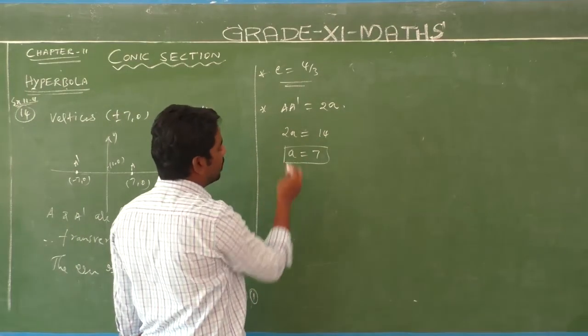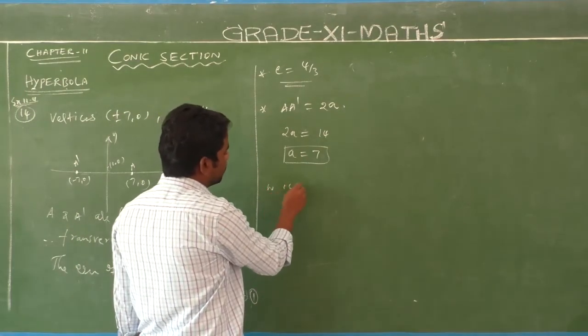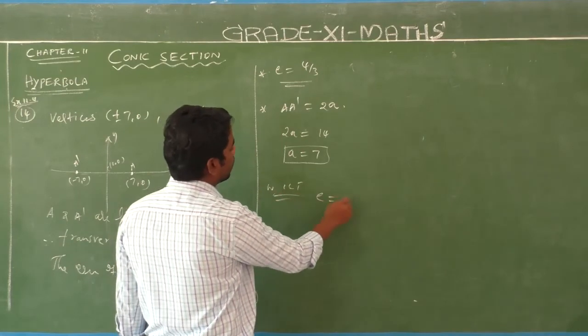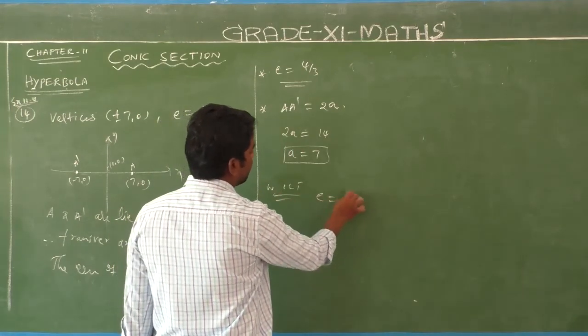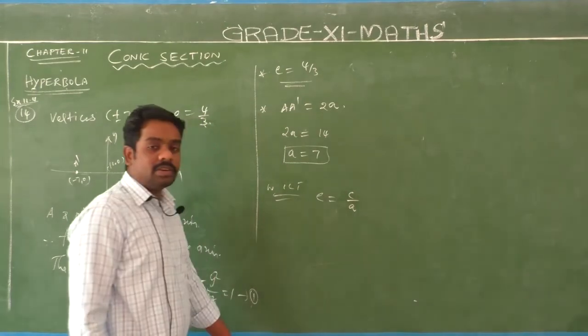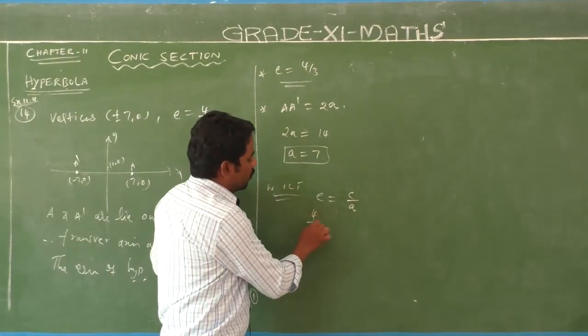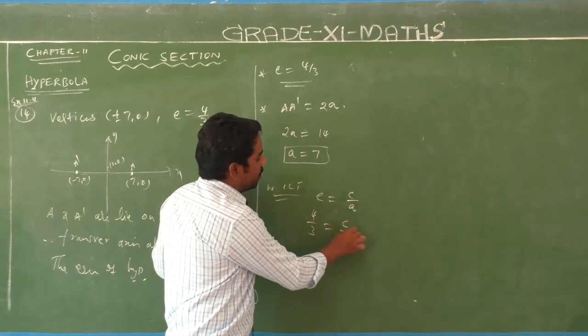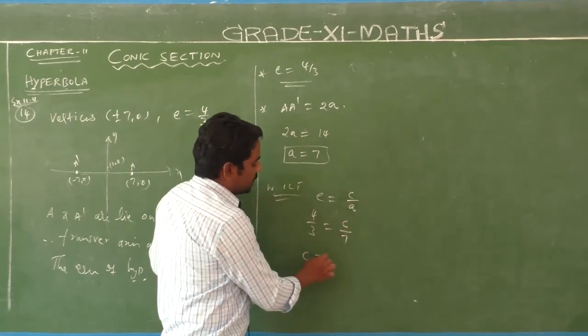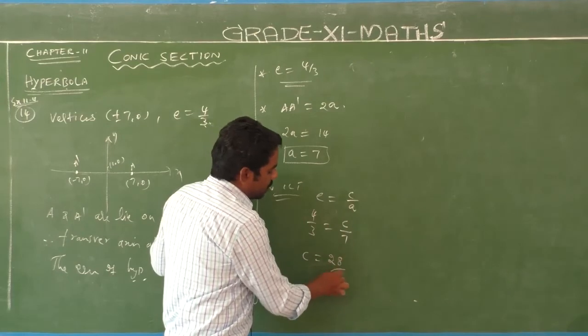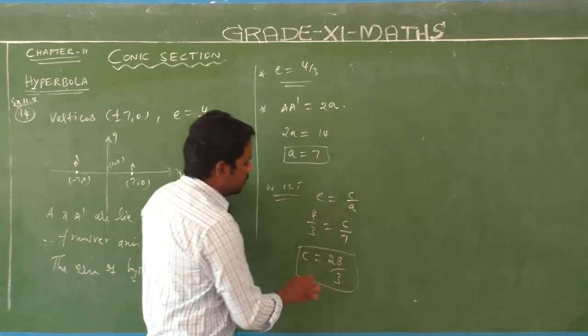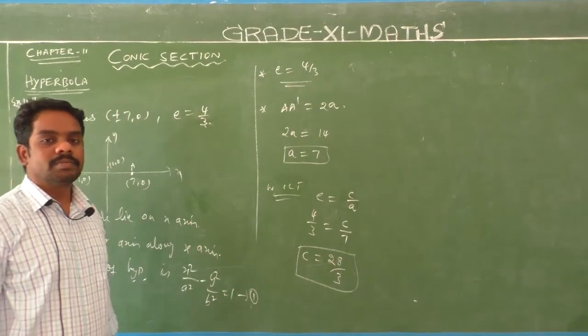Eccentricity e equal to 4 by 3. We know that e equal to c by a. Here eccentricity e is 4 by 3 equal to c divided by a, where a is 7. So c is equal to 28 divided by 3.